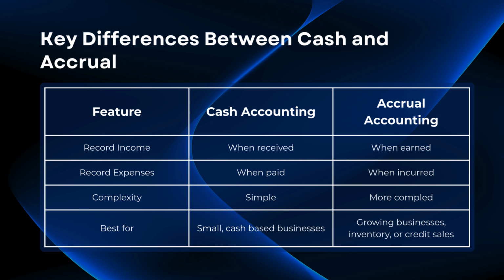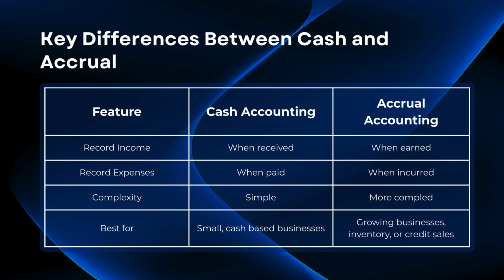First, let's talk about income. In cash accounting, income is only recorded when the money actually hits your bank account. In accrual accounting, income is recorded when it's earned, even if the payment hasn't arrived yet. This difference can make a big impact on your profit reports. For example, if you invoice a client in June but don't get paid until July, cash accounting will show the income in July, whereas accrual accounting will show it in June.